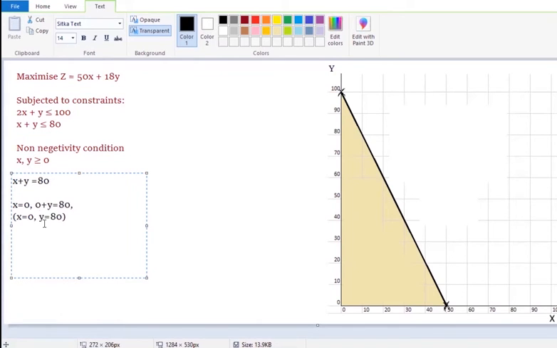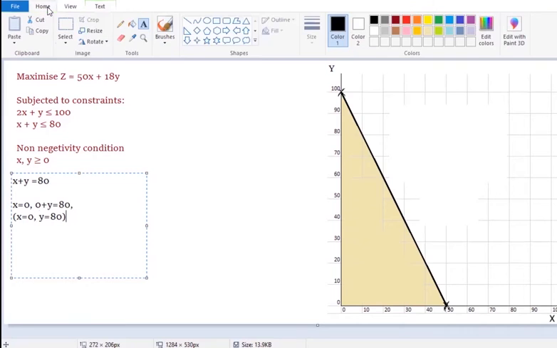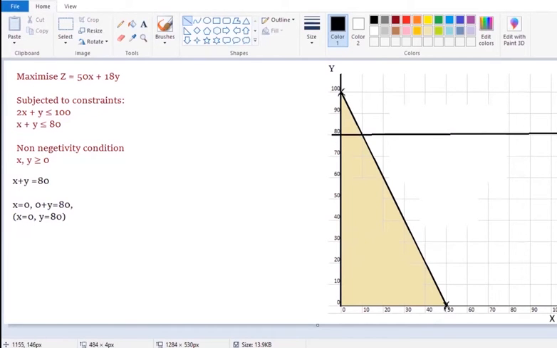Now I am going to locate this point in this graph. So in this graph, I need to find out x equal to 0 and y equal to 80. So where is it? X equal to 0 means y-axis. So we all know that x equal to 0 means it is y-axis. And y equal to 80 means here. This entire line is y equal to 80.